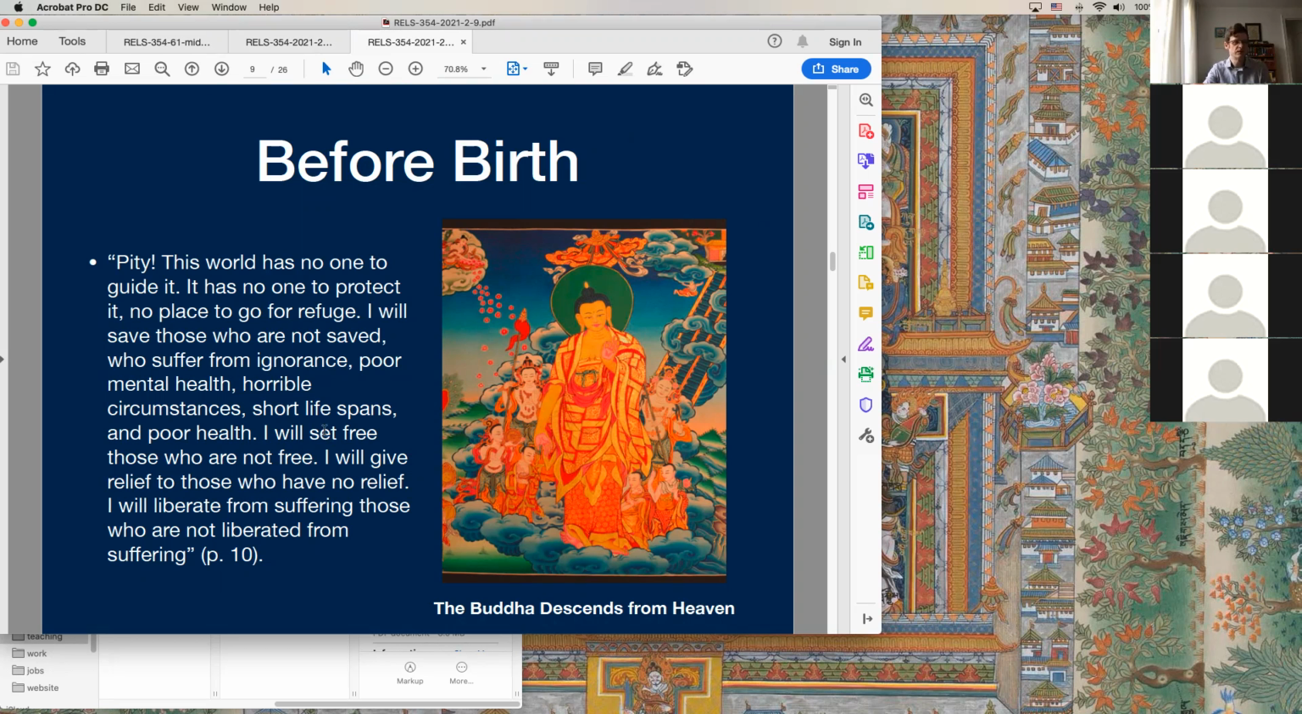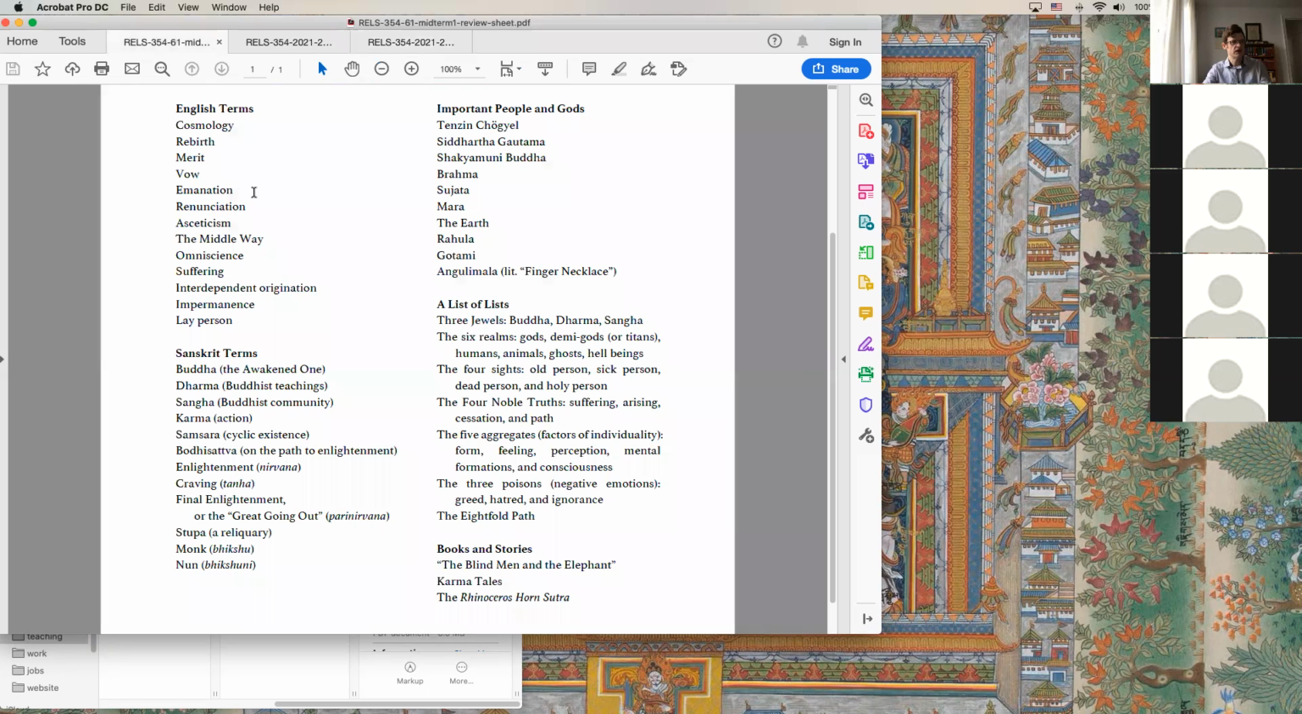You could even say people still take this kind of vow. We'll talk about it a bit more later in the class, but this kind of compassionate motivation to achieve enlightenment for the sake of all sentient beings is a very common vow that a lot of people take throughout the Buddhist world. Okay, very good. What else?